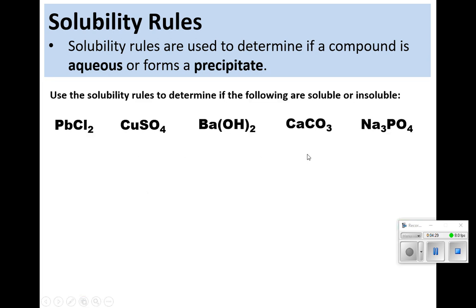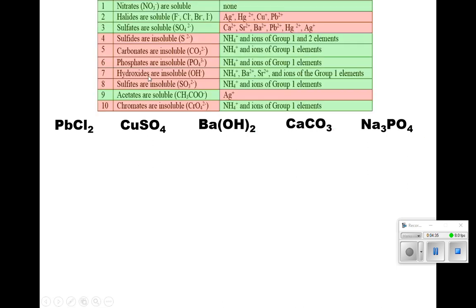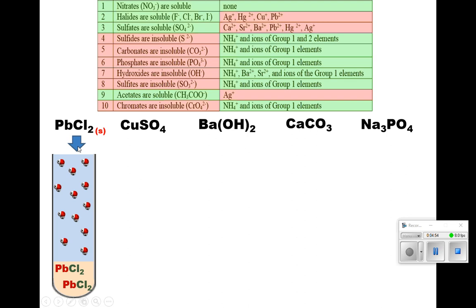So we've got all of these compounds. What happens when we put them in water? We're going to have our solubility rules. Here we go. The first one, we've got lead 2 chloride. So let's look at the halides. Chlorine is under the halides. We notice that they're all soluble except for these. And lead 2 ion happens to be one. So this is a situation where, when you place this in water, it's insoluble. It will precipitate to the bottom.